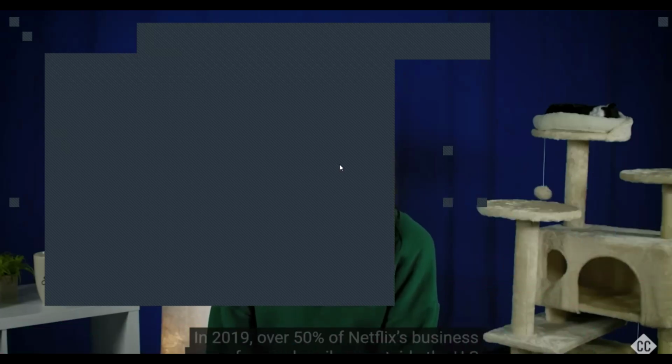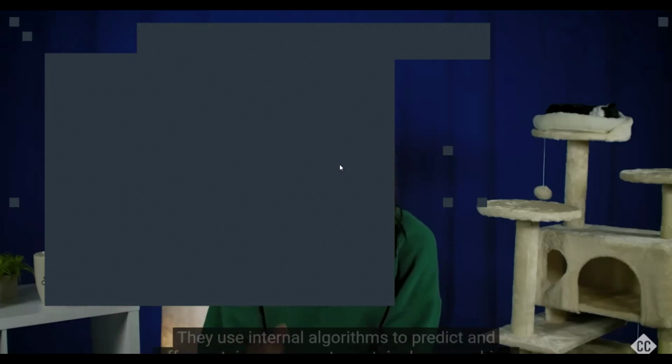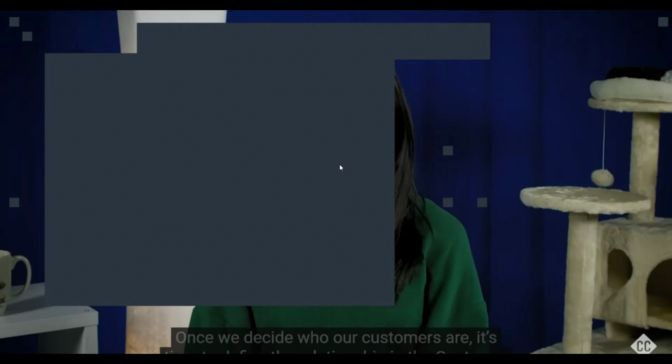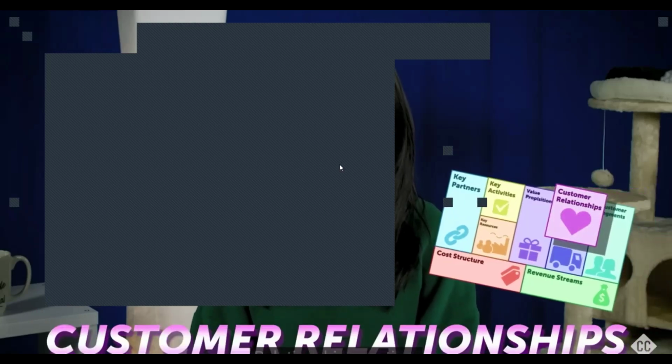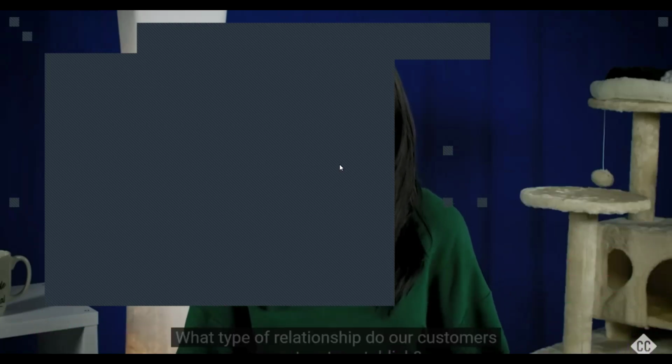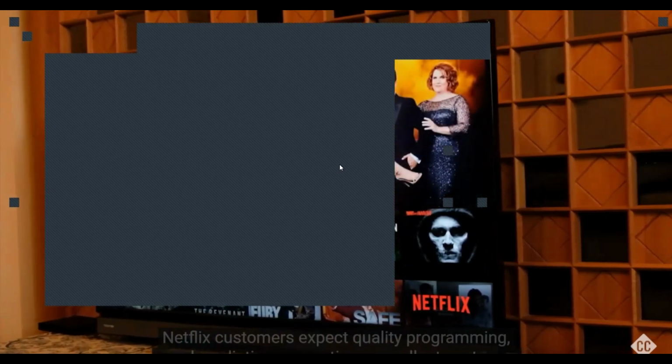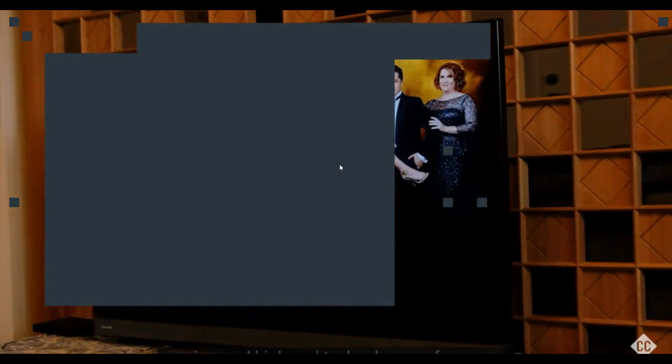In 2019, over 50% of Netflix's business came from subscribers outside the US. They use internal algorithms to predict and offer certain programs to certain demographics. Once we decide who our customers are, it's time to define the relationship in the customer relationship section. What type of relationship do our customers expect us to establish? Netflix customers expect quality programming, good predictive suggestions, excellent customer service, and high-end technology performance.